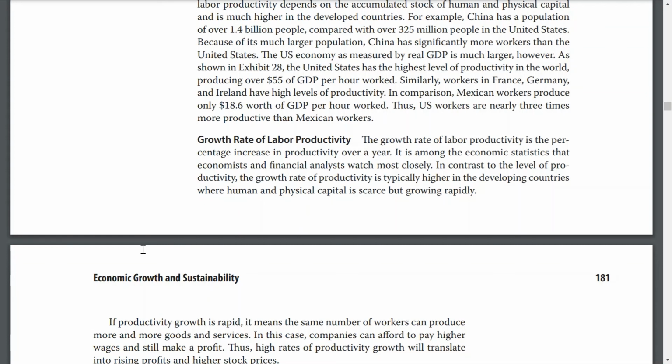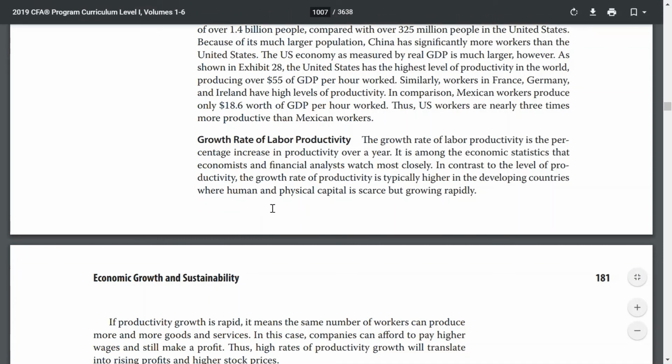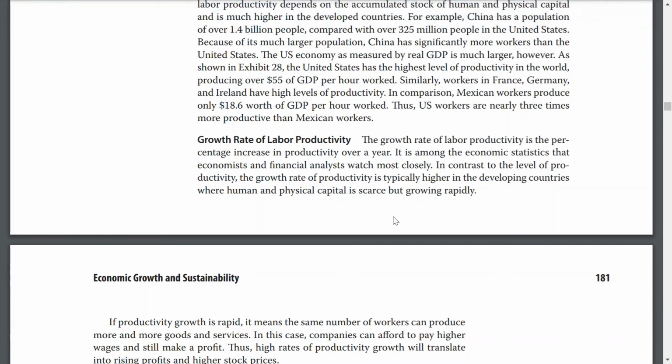Growth rate and labor productivity. The growth rate of labor productivity is the percentage increase in productivity over a year. It is among the economic statistics that economists and financial analysts watch most closely. In contrast to levels of productivity, the growth rate of productivity is typically higher in developing countries where human and physical capital is scarce but growing rapidly.